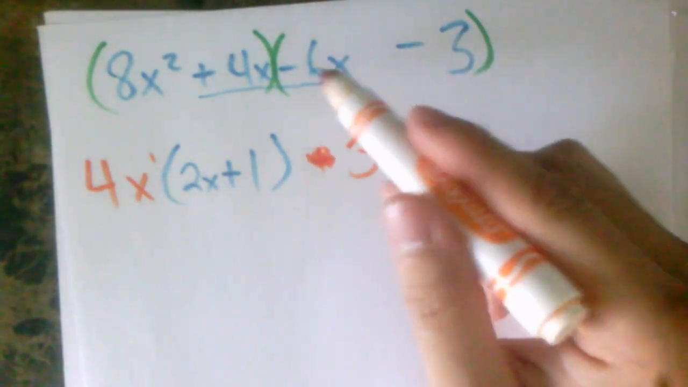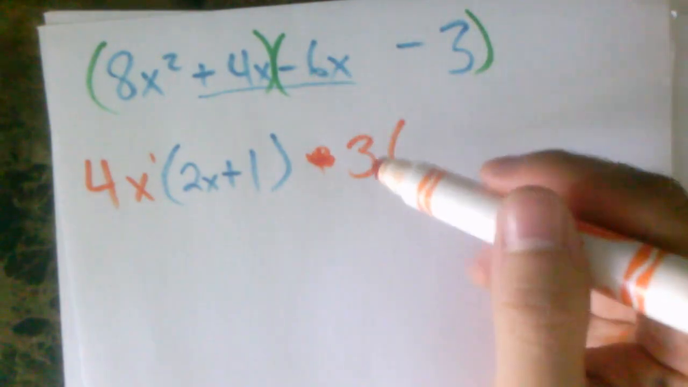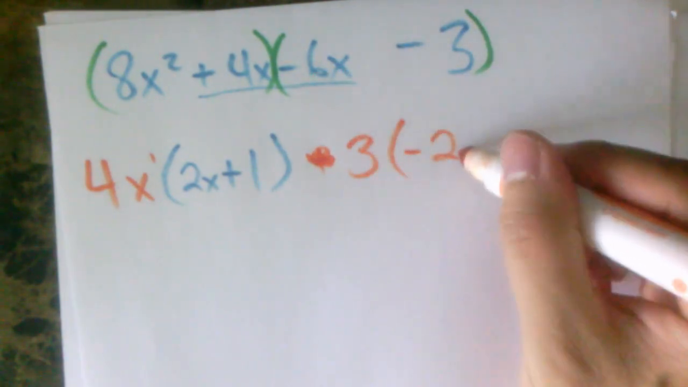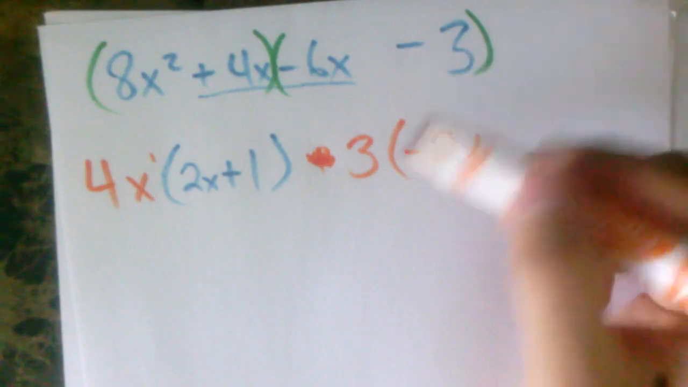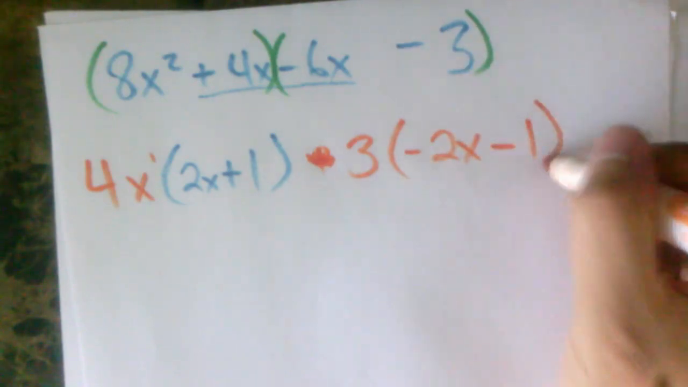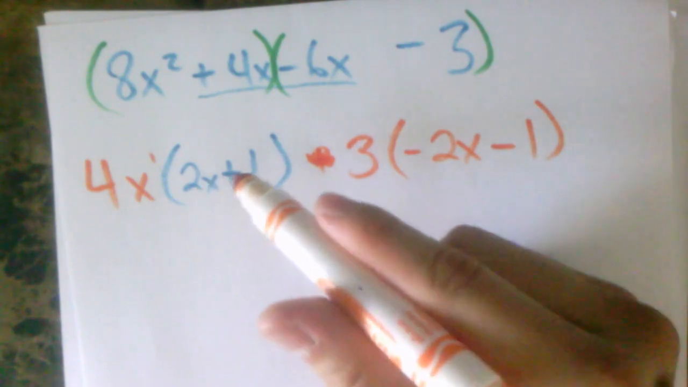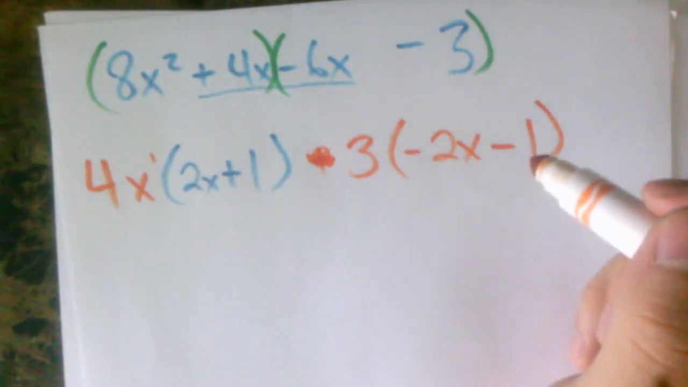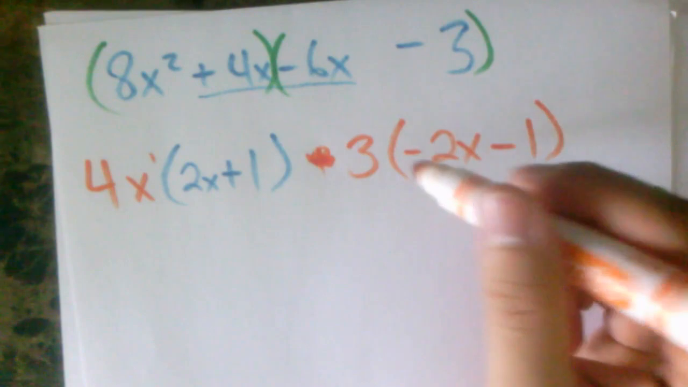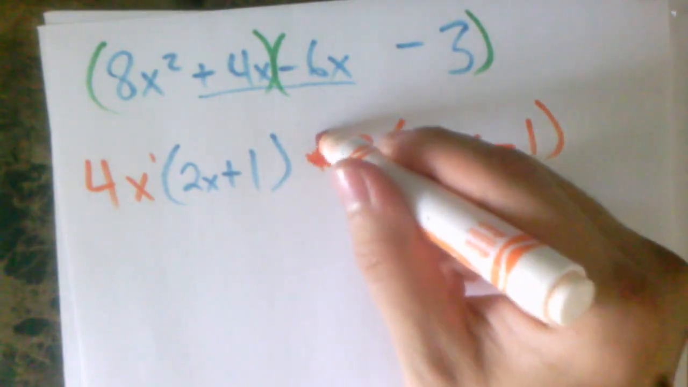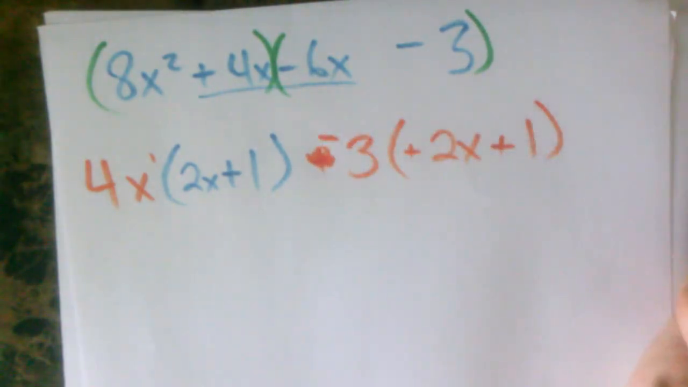Sorry, I had to scratch that out. So we'll divide. Negative 6x divided by 3 is negative 2x. And then negative 3 divided by 3 is negative 1. You'll notice that this and this are not the same, but they're very close. That's a 2x and a 1. That's a negative 2x and a negative 1. To change a negative to a positive, let's just pull out a negative sign. Now both of these are positive.